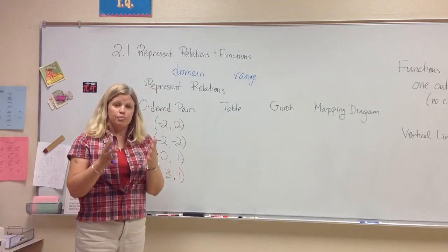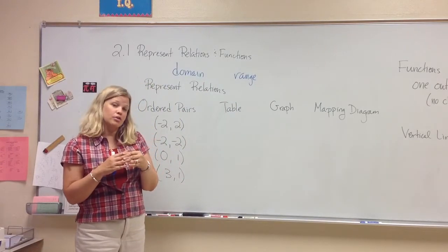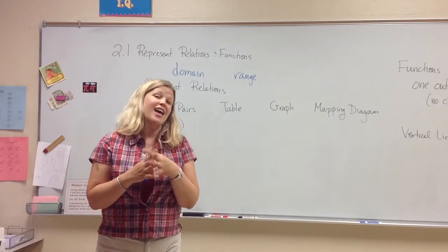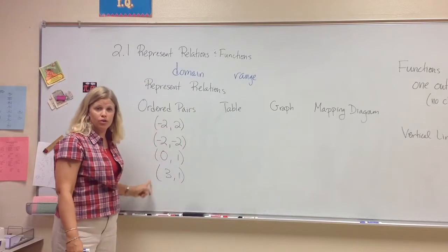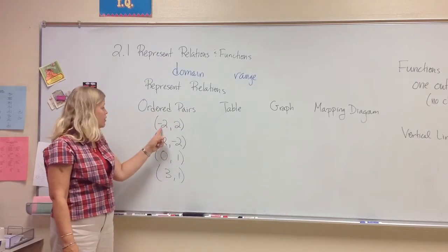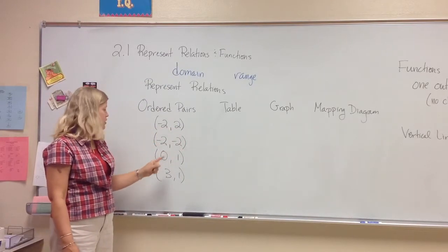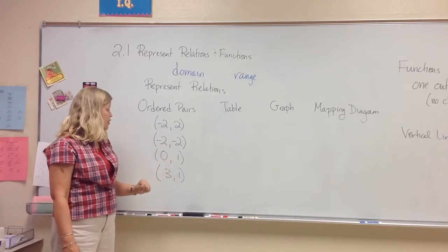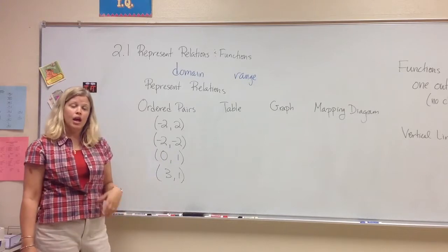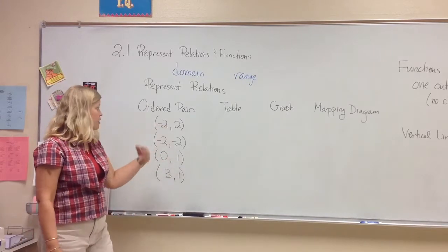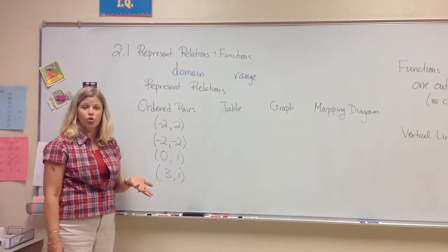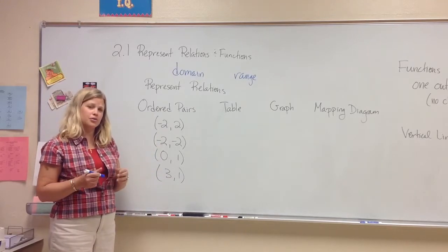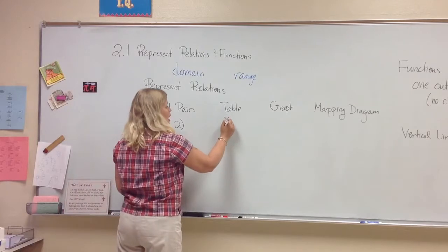Now, your book shows you, and this can go on your study card too, 4 different ways to represent relations. The easiest way is an ordered pair. Okay? So -2 and 2 have a connection. -2 and -2 have a connection. 0 and 1, 3 and 1. Those are ordered pairs. There's a pair of numbers, and you've got to be careful about the order. This might kind of bring to mind 2 variables, an x and a y.